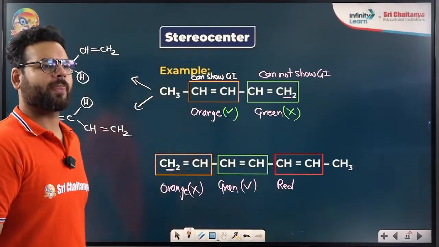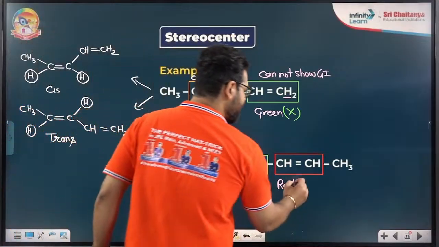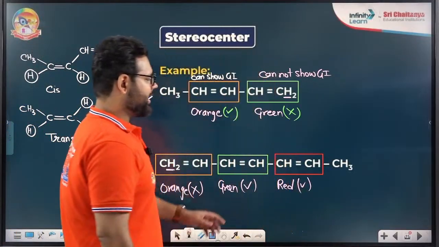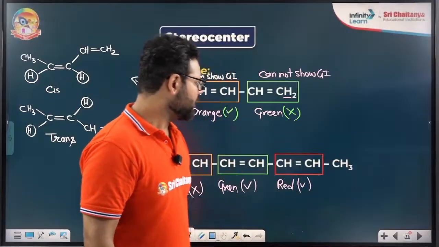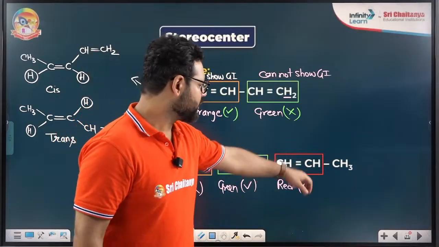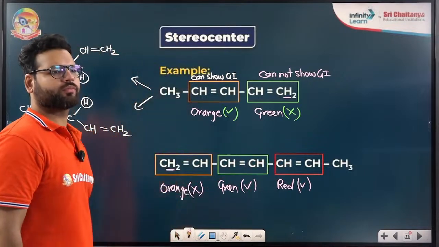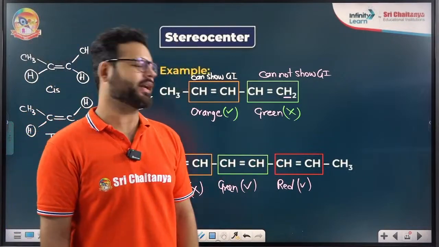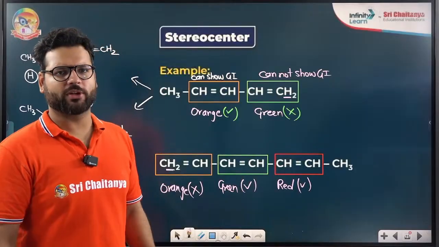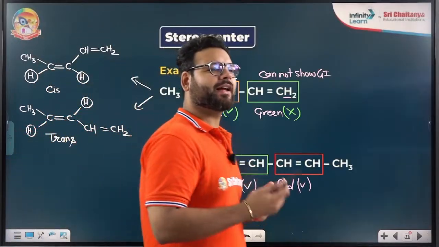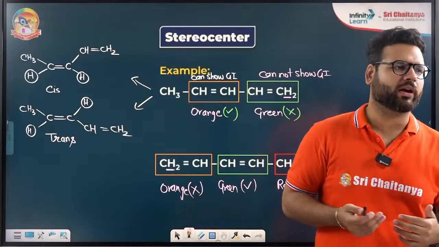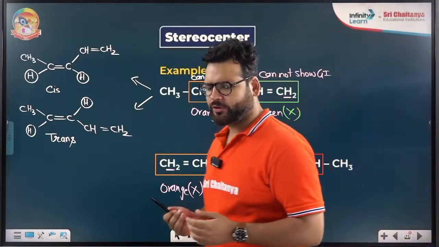So it will show. And will the red show? Yes, red will also show. Red has a methyl this side and a hydrogen. On this carbon, it has a hydrogen and a big group. So both the groups are different on both sides. Red will also show isomerism. So how many different types of isomers will be possible here?